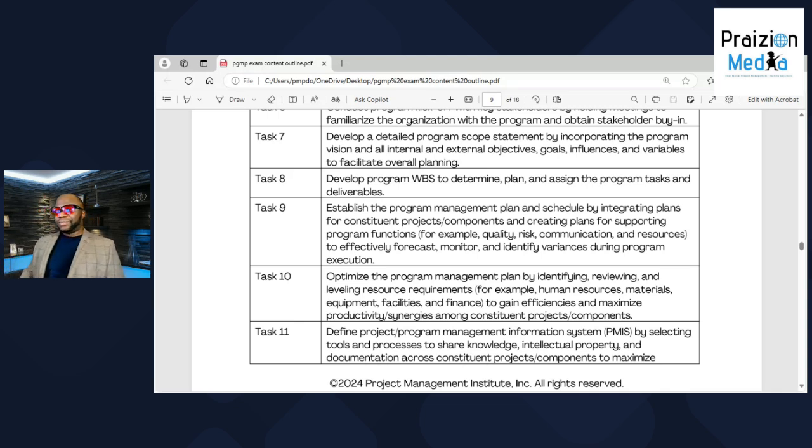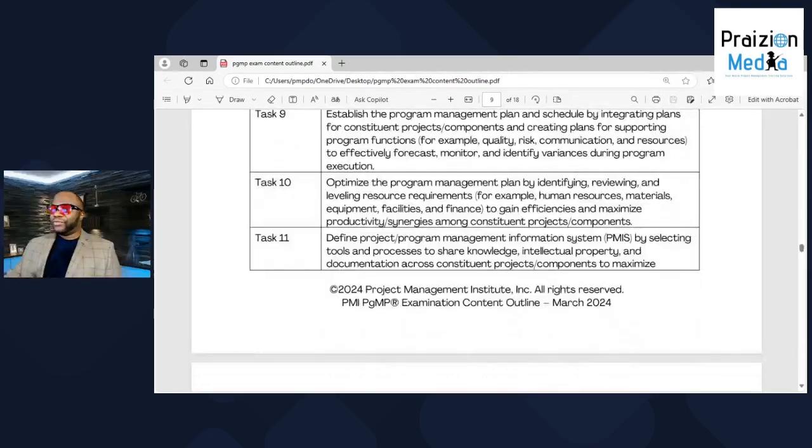Number nine, establish the program management plan and schedule by integrating plans. This is a must do for any program manager that has a bunch of projects. There was one I was working on with 19 different projects. And what happens is when you roll all of these schedules into a master program schedule, it just helps the program manager. Number 10, optimize the program management plan by identifying, reviewing, and leveling resource requirements.